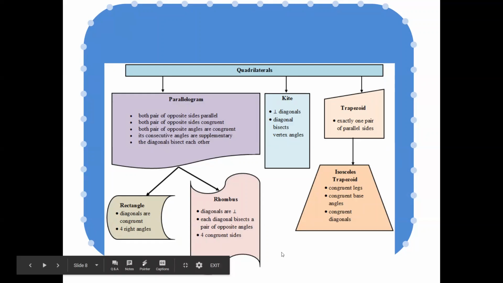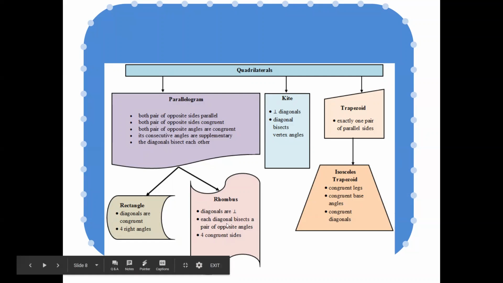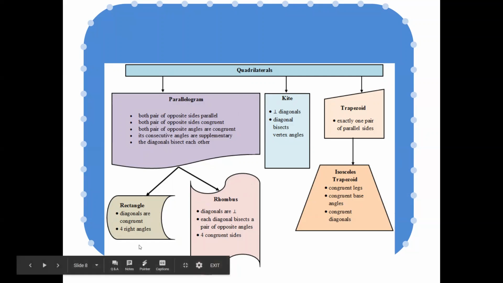Similarly, in a rhombus, diagonals are perpendicular, and each diagonal bisects a pair of opposite angles, meaning that when the diagonal goes through the angles, it cuts them exactly in half. And it has four congruent sides. So all of its sides are equal. Again, these are properties specific to rhombi and not to parallelograms unless the parallelogram happens to be a rhombus. Then a square would go underneath both of these since it shares both of their properties. It has right angles, diagonals bisect each other, four congruent sides, and diagonals bisect opposite angles.